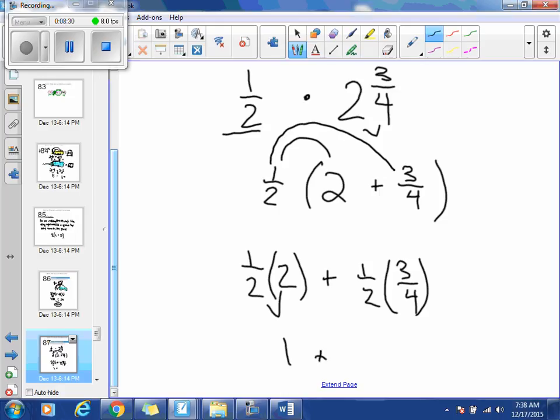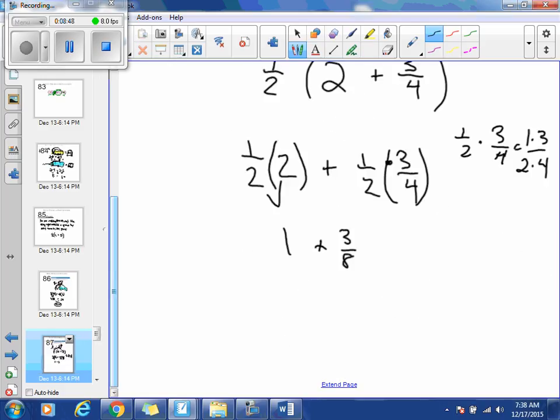All right, well, 1/2 of 2, what is half of 2? 1. All right, plus 1/2 of 3/4. Remember when you're multiplying, you multiply your numerators. 1/2 times 3/4 equals 1 times 3 over 2 times 4. So that would be 3/8. 1 plus 3/8, well, ladies and gentlemen, that's just 1 3/8.